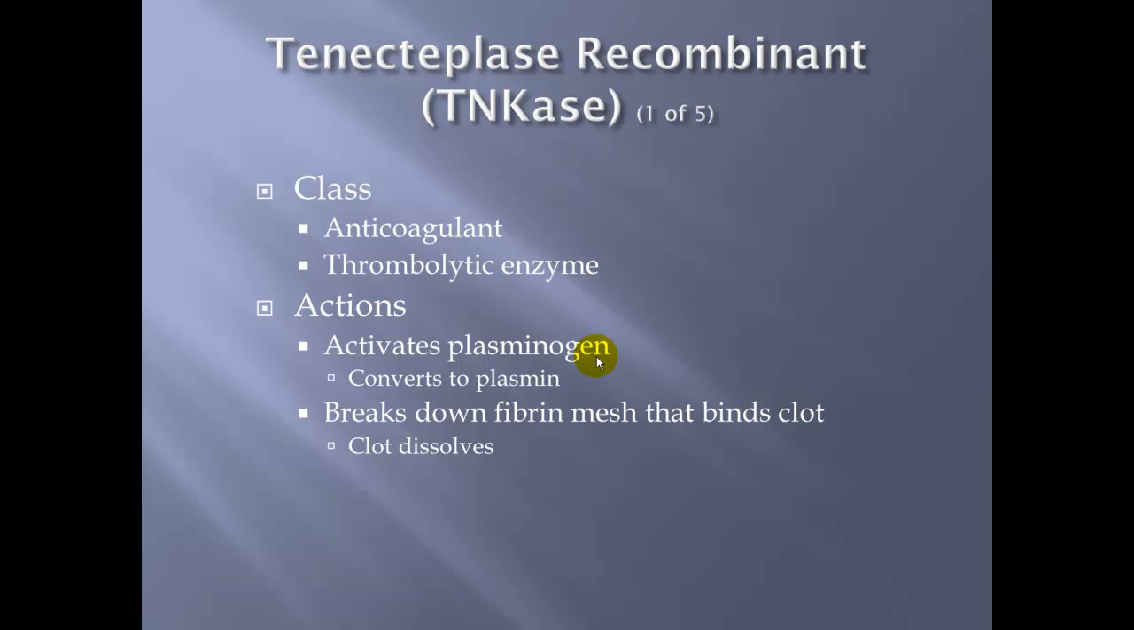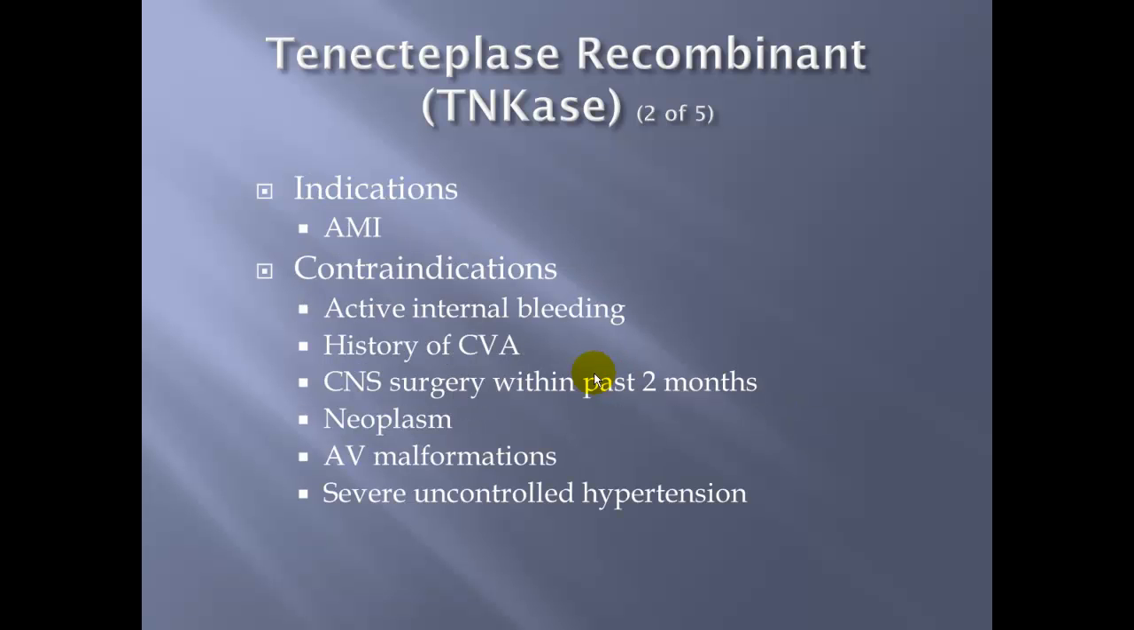Tenecteplase recombinant, or TNKase. Class: anticoagulant, thrombolytic enzyme. Actions: activates plasminogen, converts to plasmin. Now we're going to see this over and over again. Breaks down the fibrin mesh that binds the clot, and the clot dissolves. Indications: acute myocardial infarction for TNKase. Contraindications: if they are actively bleeding, you are going to hamper their ability to clot. History of CVA, CNS surgery within the past 2 months, a neoplasm or new growth tumor, AV malformations, severe uncontrolled hypertension.